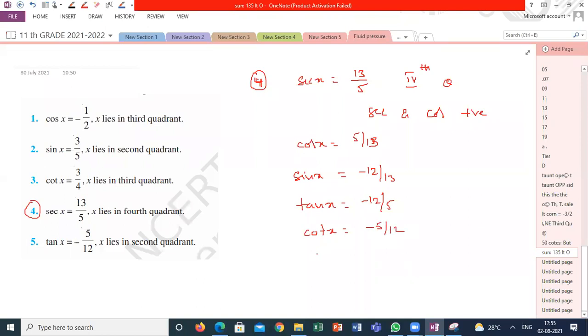Sin, cos, tan, cot is over, and cosecant x? Cosecant is 1 by sin x, so it will be minus 13 by 12. Super. Simple. That is the importance of sin and cos. If you know the sin and cos, all the ratios we can easily derive.